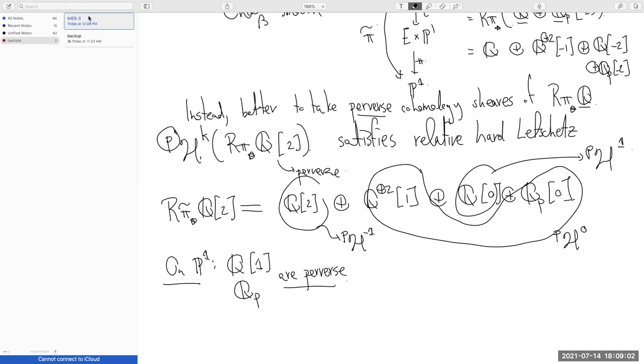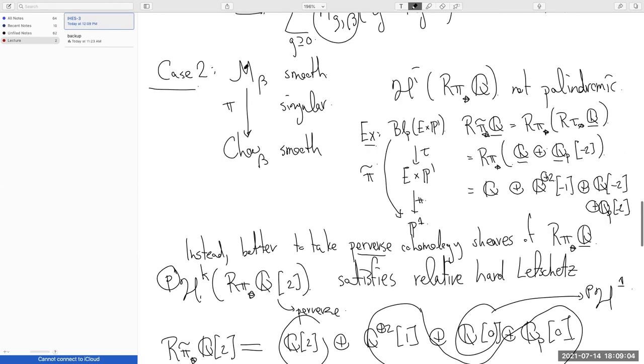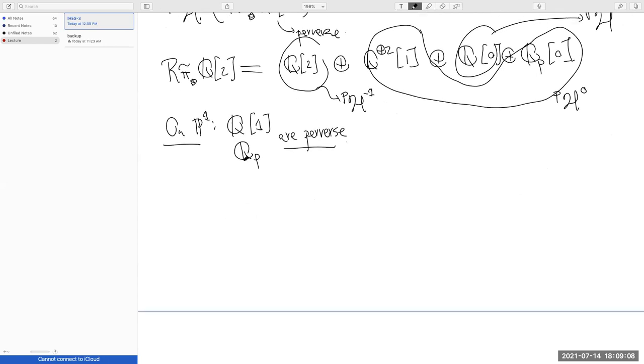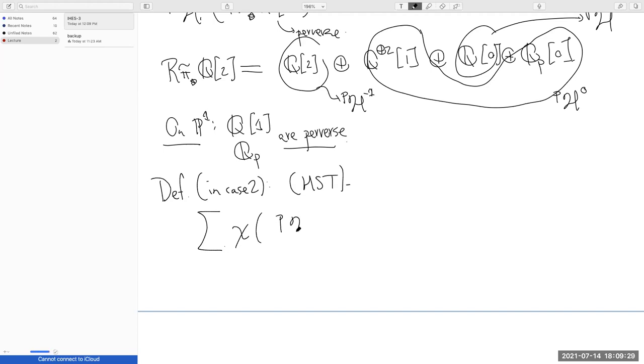And so I can try to do that in general. So if I take, again, I'm in the situation where M is smooth, but the map is singular. Again, this is originally due to Saito and Takahashi. I can just take what I did originally in the case where everything is smooth and just replace taking the cohomology sheaves with these perverse cohomology sheaves.